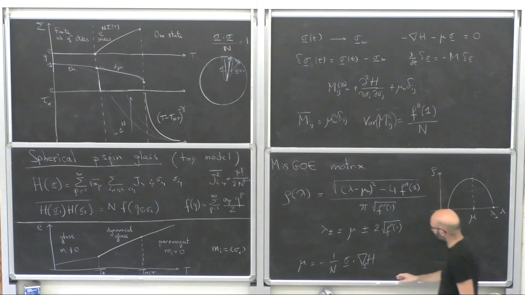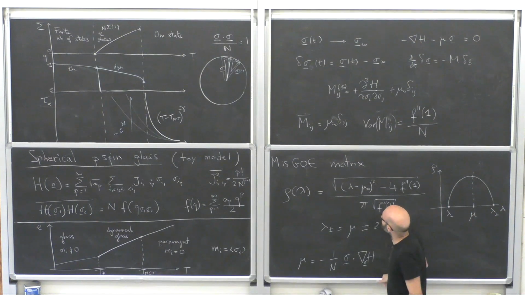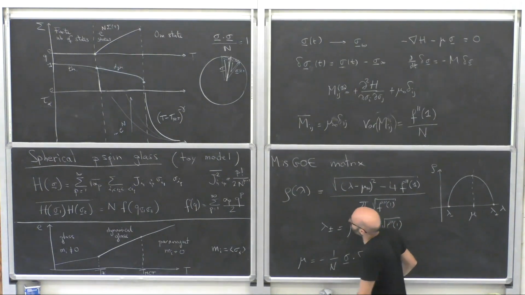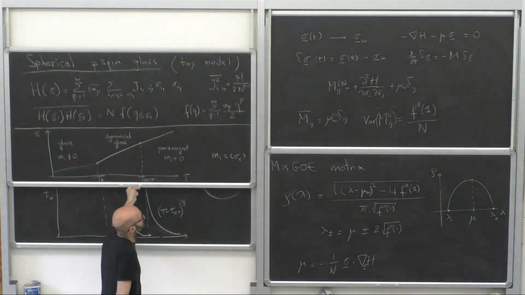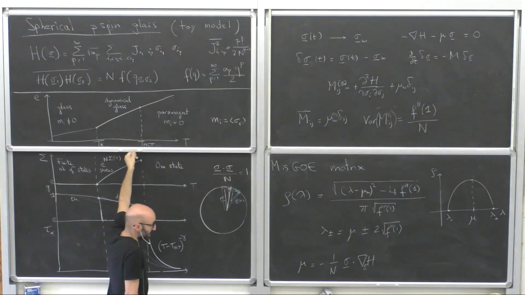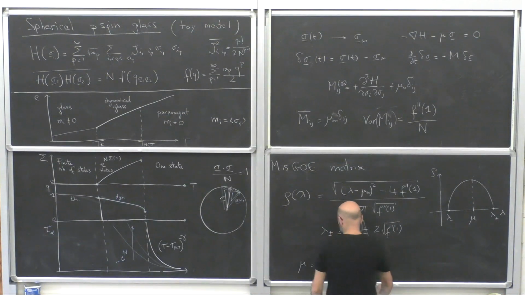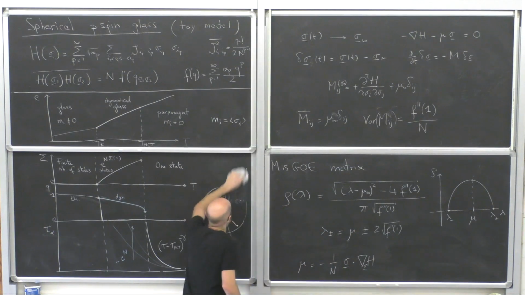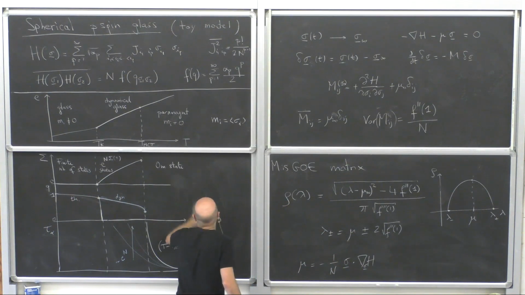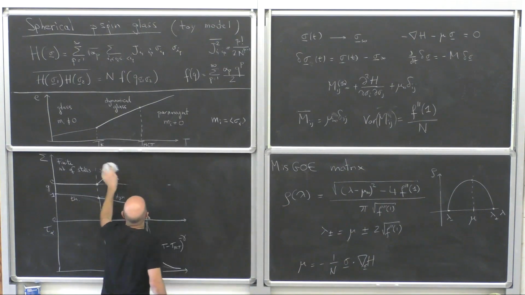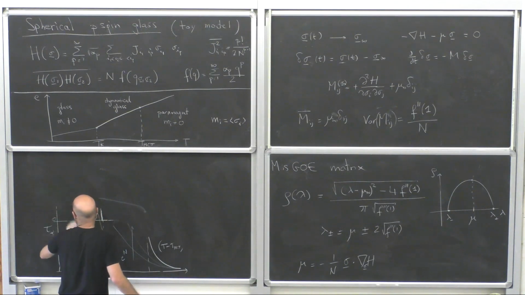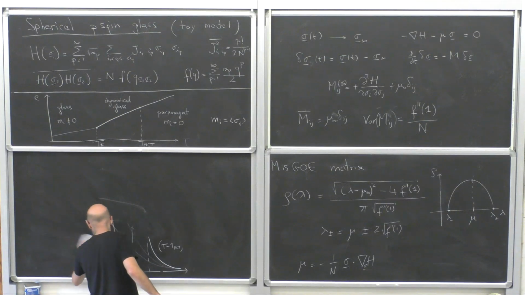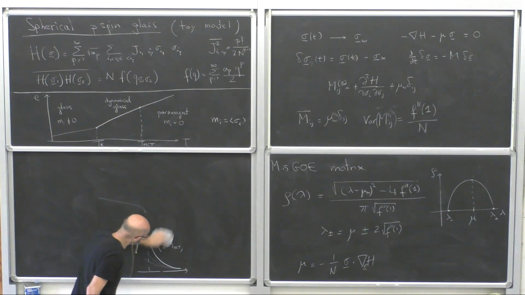Now, of course, if we want this to be a local minimum, we want the spectrum to be positive. We want all the eigenvalues of the stability matrix to be positive. So this means that lambda minus should be positive.